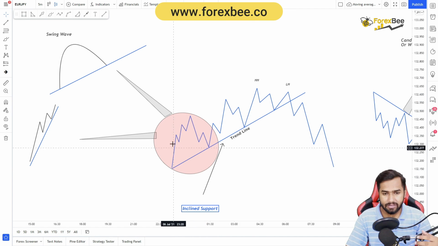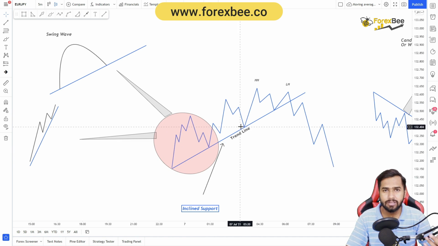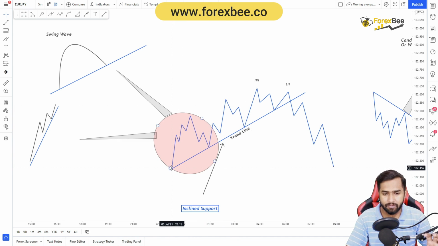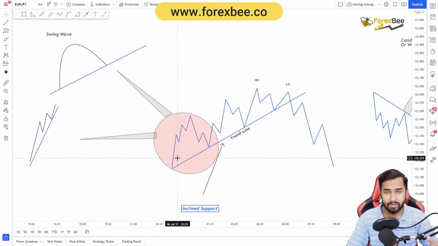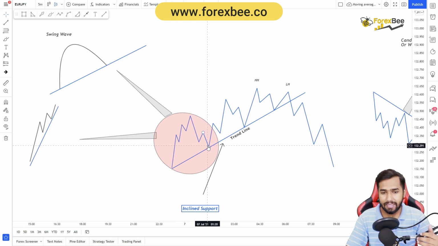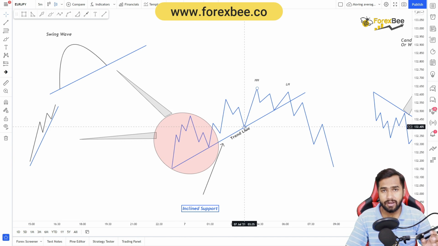So let me break this down and clarify what the 3 touches mean. You can see this first swing is touching the trend line at 2 points. This is our first point and this is our second point, and this second swing is touching the trend line for the third time. So this is what we mean: the candles should touch our trend line 3 times. There should be at least 3 touches, and then we can say that the trend line is valid.